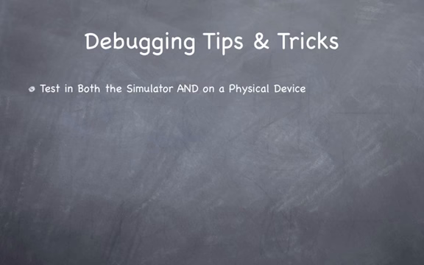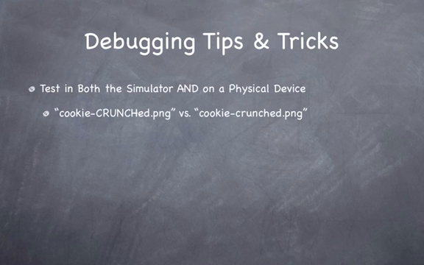So referring to the file cookieCrunched.png with crunch capitalized instead of cookiecrunched.png with crunch lowercase will work just fine in the simulator, but will actually fail on an iOS device.